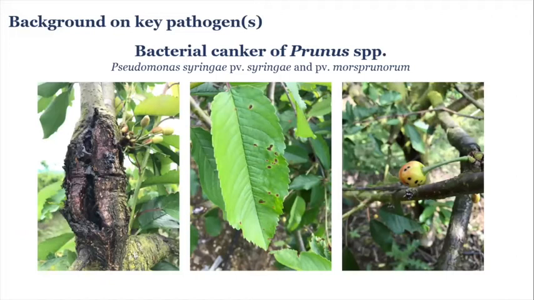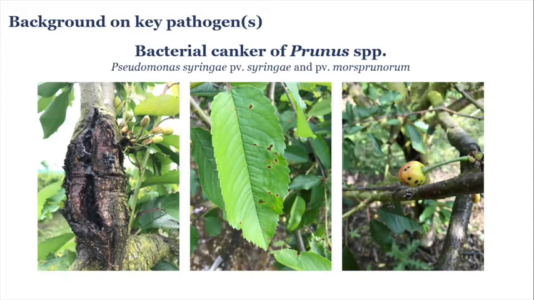So as Tracy explained, bacterial canker is a major disease of Prunus species, including cherry and other stone fruits, and it is caused by the Pseudomonas species complex, syringae and morsprunorum. I took these pictures during my previous postdoc, so I just wanted to share them with you.